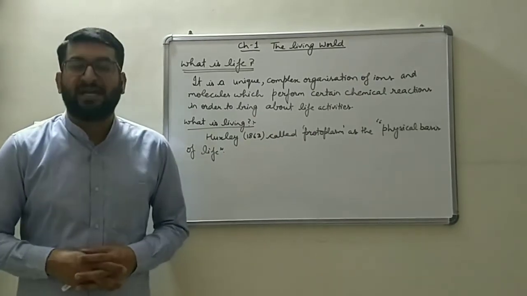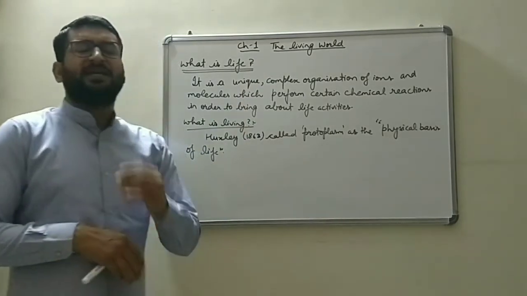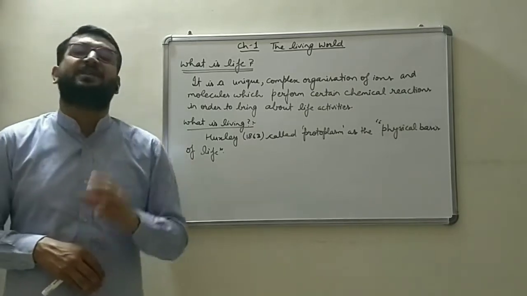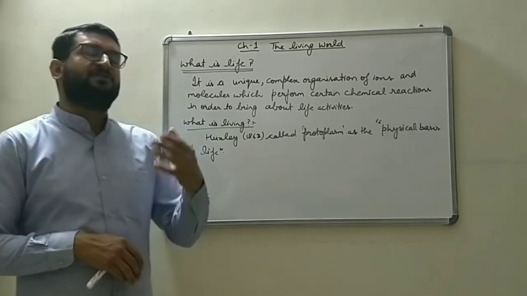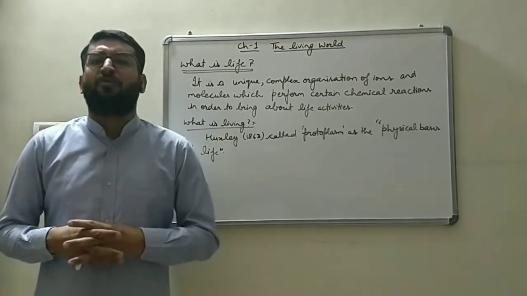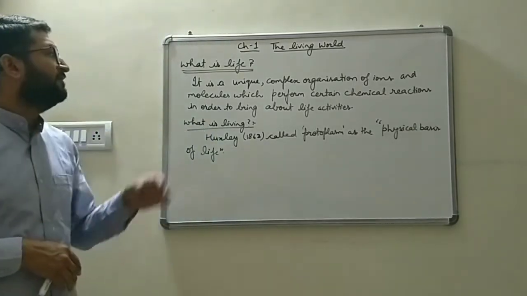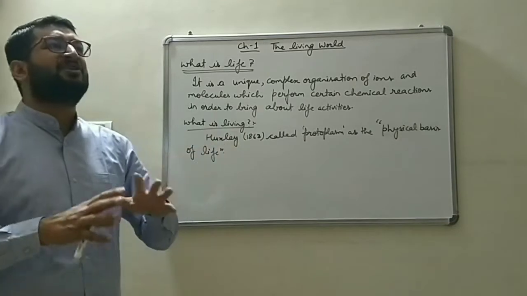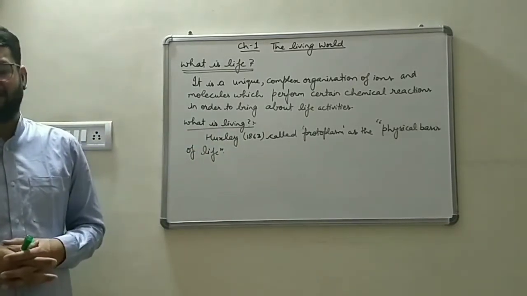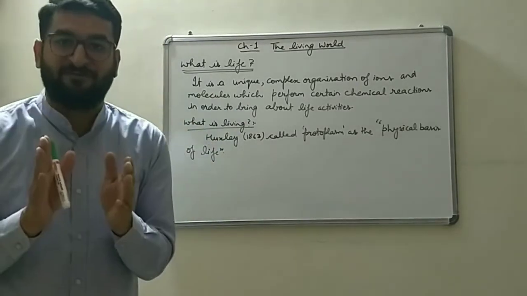So now we'll start with the first chapter, that is the living world. In the initial phases of this chapter, first we'll discuss what is life and what is living. First we'll discuss what is life, the definition of life. It is a unique, complex organization of ions and molecules which performs certain chemical reactions in order to bring about life activities or basic life processes is known as life.